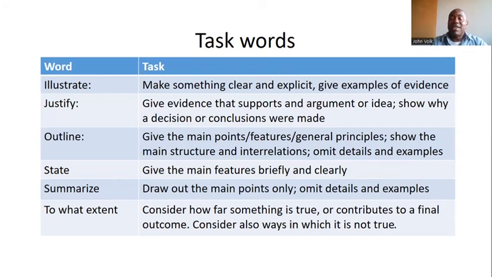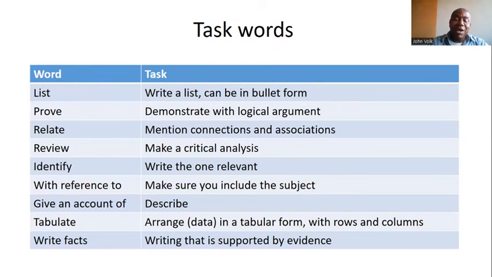When they say to what extent, what you are writing here is how far is something that you are writing about true? Okay, consider also ways that it may not also be true. There are other task words. List, simply write a list in bullet form. We provide details in bullet form. When they say prove, it means you write to demonstrate with a logical argument.